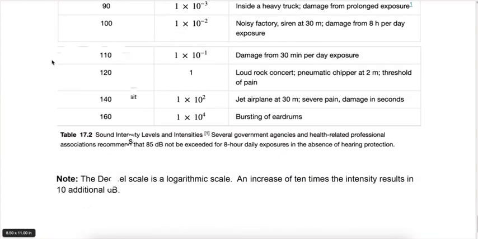And I've got extra videos just on the decibel scale. This is just a rough overview.